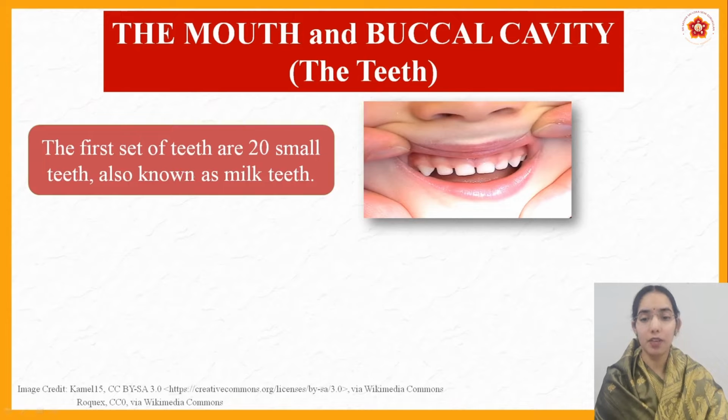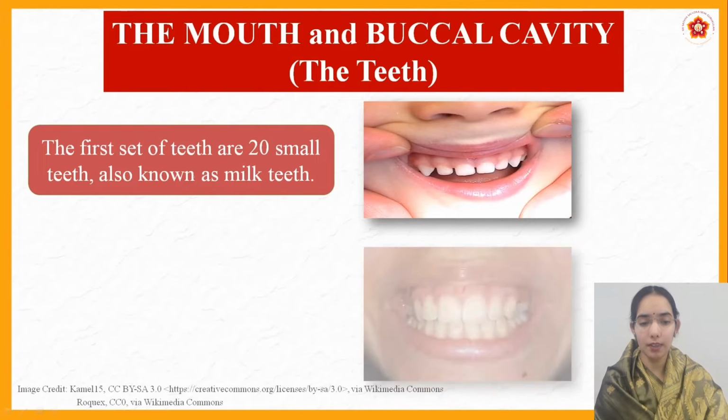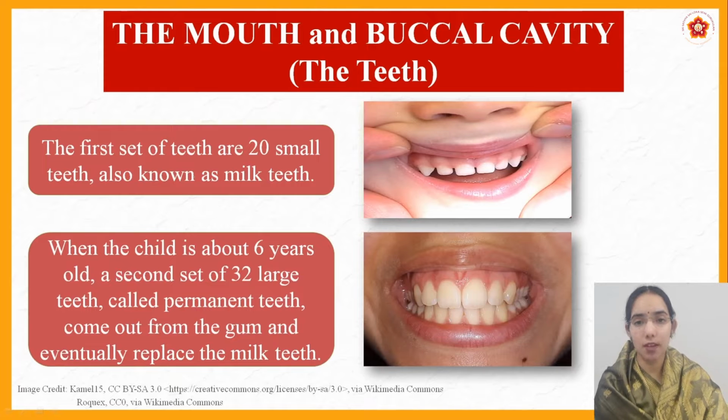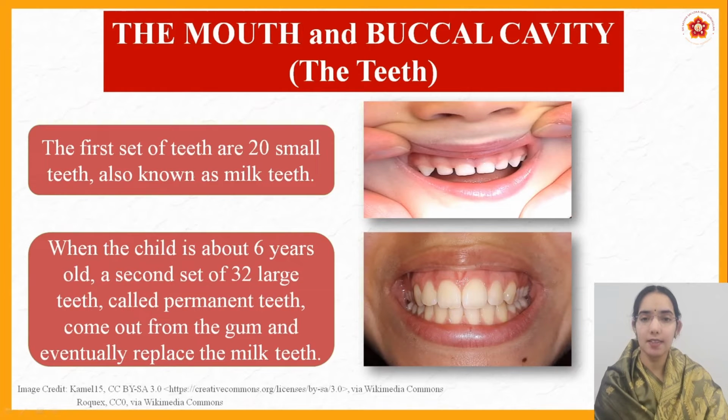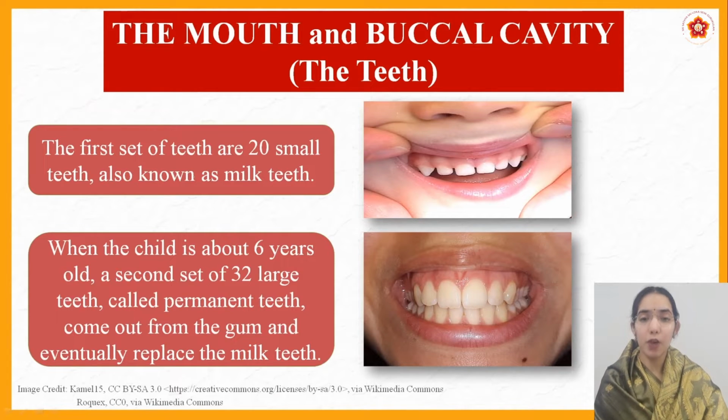The first set of teeth are 20 in number, and they are small teeth and they are also known as milk teeth. Then once the child is about 6 years old, a second set of 32 large teeth called permanent teeth start coming out, and eventually they will replace all these small milk teeth.